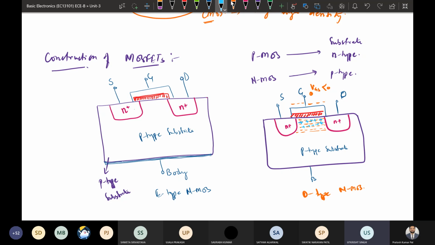Okay, so that is all about the construction part. From the next class onwards, we will be going with the operation of MOSFETs in depletion as well as the enhancement type region.